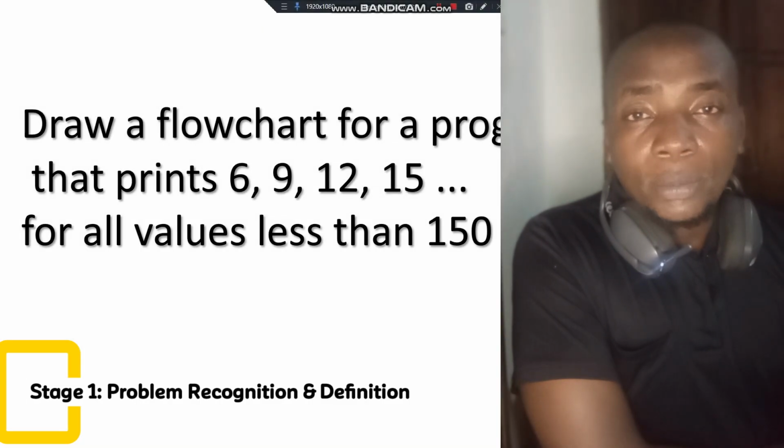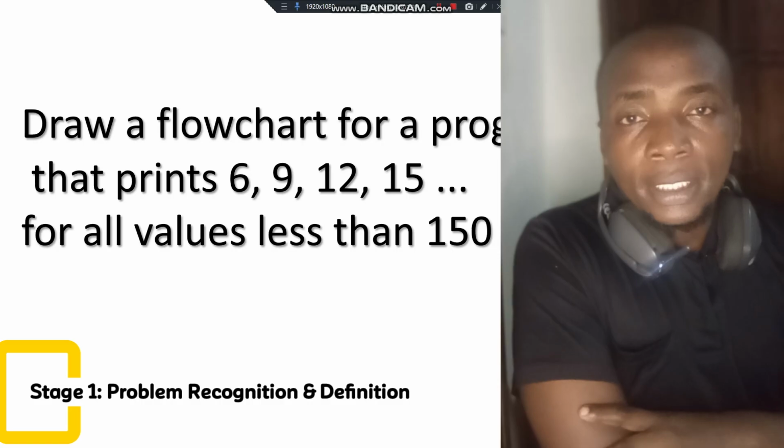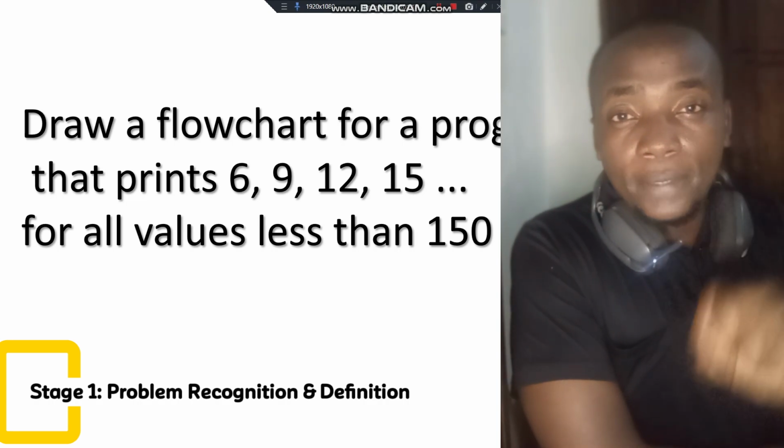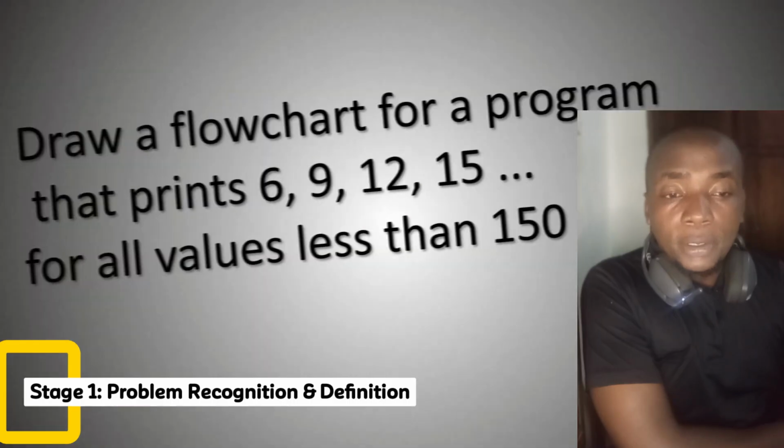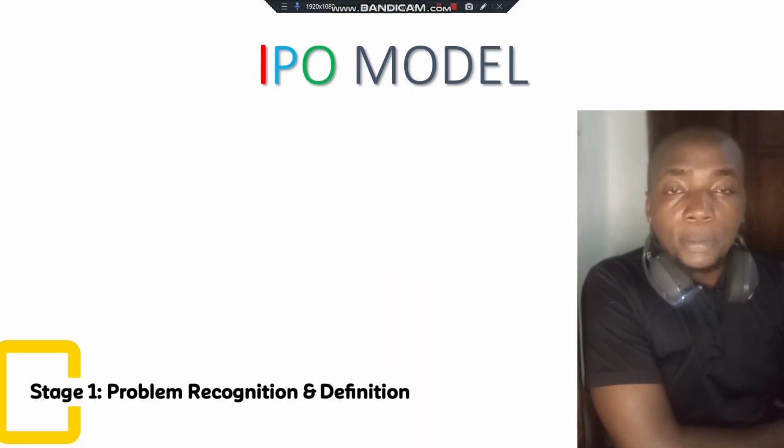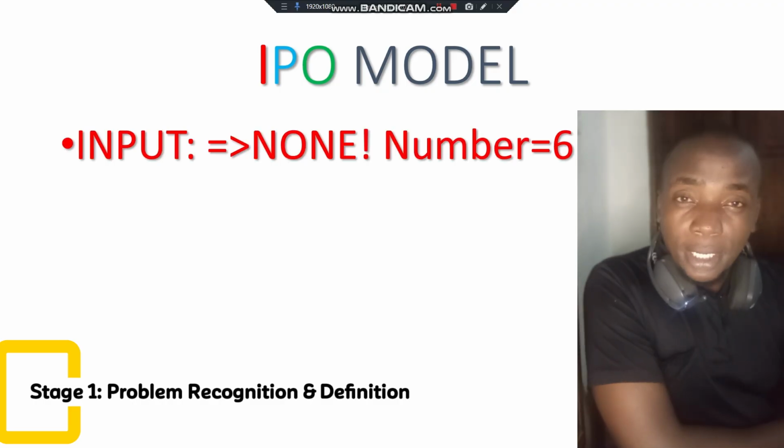The problem is we want a sequence of numbers 6, 9, 12, 15, and so on up to 150. That's the problem. Let's define the problem. We're going to make use of something we call the IPO model, input process output model.